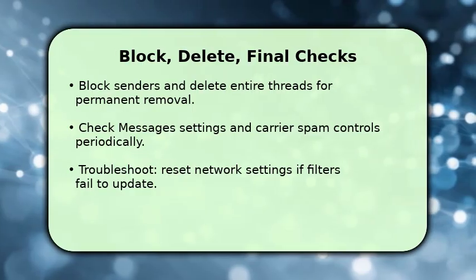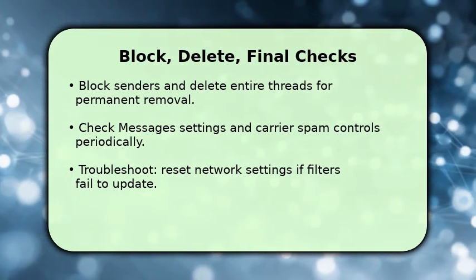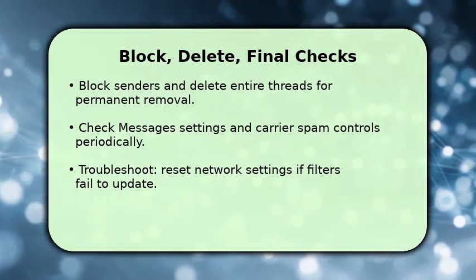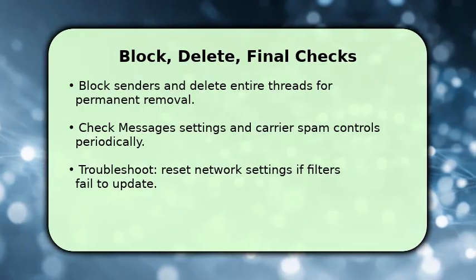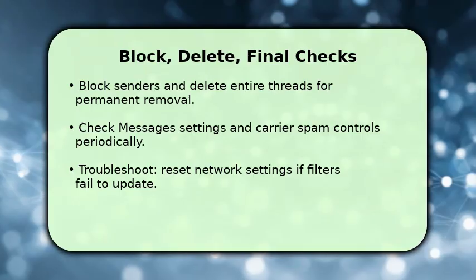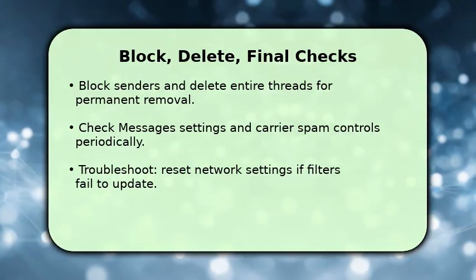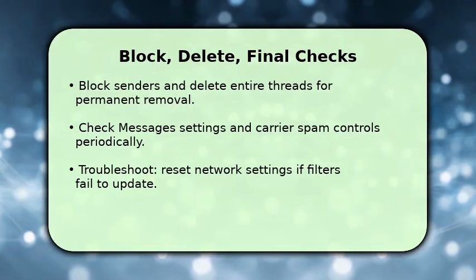Then revisit Settings Messages and confirm Filter Unknown Senders remains enabled. Also check your carrier or email spam controls for added protection. If filters don't work or spam keeps appearing, reset network settings or sign out of Apple ID briefly to force settings to refresh. This often resolves stuck filtering issues.